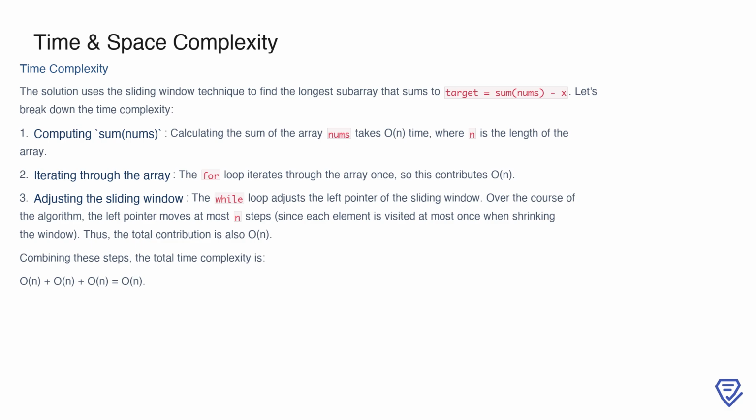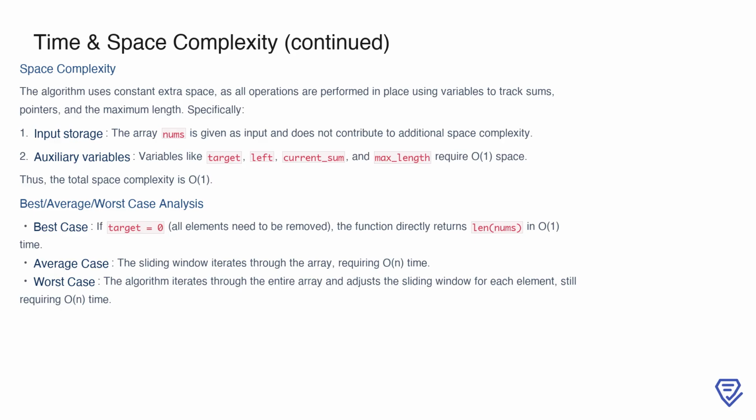When we combine all these steps, the overall time complexity is simply O(n), as the individual O(n) components add up linearly rather than multiplying. Now let's examine the space complexity of the algorithm. The solution operates in constant extra space because the input array nums is not modified, and no additional data structures are used to store intermediate results. Instead, we rely on a few variables, such as target, left, current_sum, and max_length, all of which require O(1) space. This makes the total space complexity O(1).